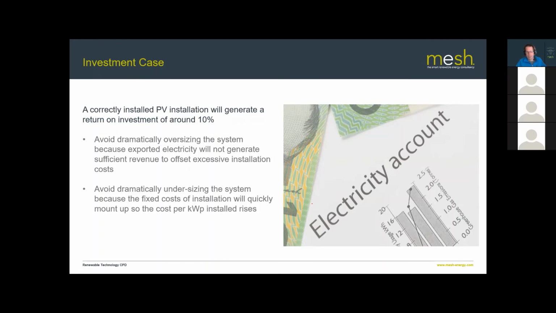Equally, dramatically undersizing the system is just as bad. As we saw in the previous graph, there is quite a high fixed cost and then it peters off, so you're not getting the full benefit of having PV, but equally you're not saving a huge amount of money either.